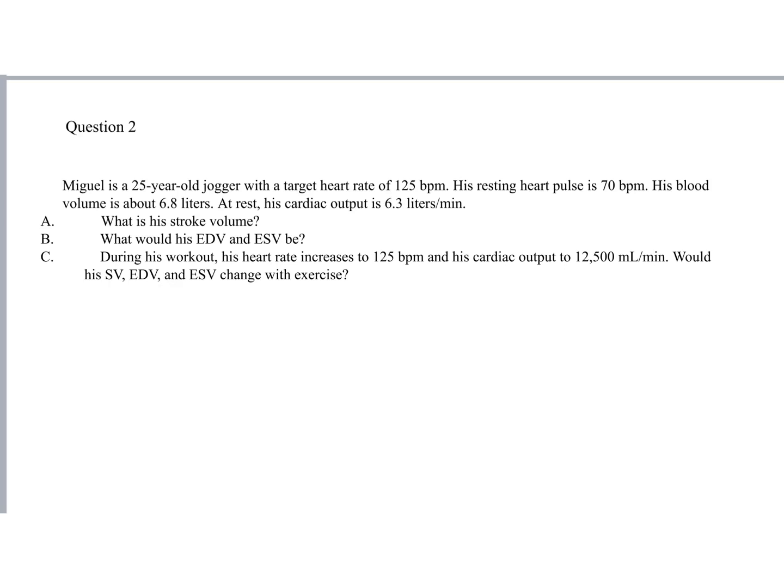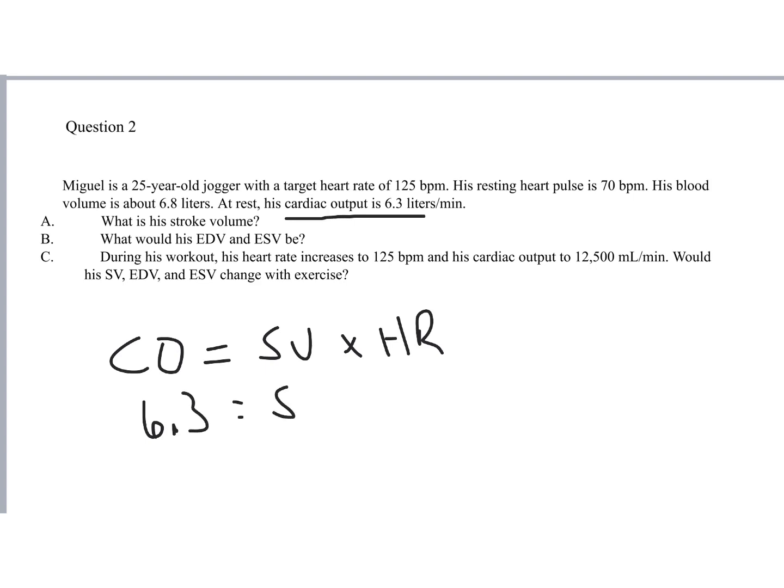Well, what is the formula that we know for stroke volume? Well, on the previous question, we figured out his end diastolic volume and end systolic volume to create the stroke volume, but we don't have that information. What we have is his cardiac output. So right here is his cardiac output. So cardiac output is equal to stroke volume times heart rate. Well, we know the cardiac output is 6.3. We're trying to find out what the stroke volume is, and then his heart rate is 70 beats per minute.